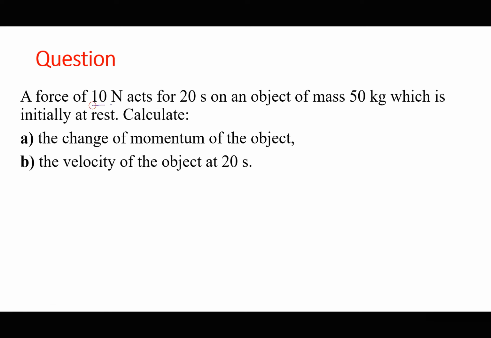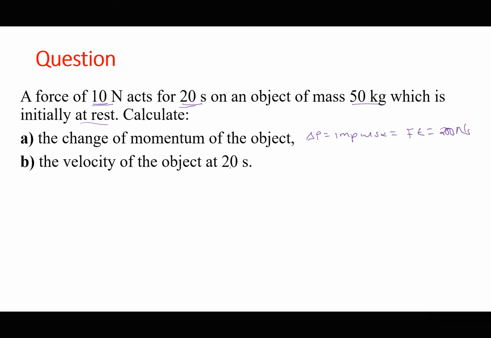A force of 10 newtons acts for 20 seconds on an object of mass 50 kilograms, which is initially at rest. That means initial velocity is 0. Calculate the change in momentum. We have already seen that change in momentum is the same as impulse, which is the same as force times t. So we have 10 newtons times 20 seconds, which is 200 newton seconds.